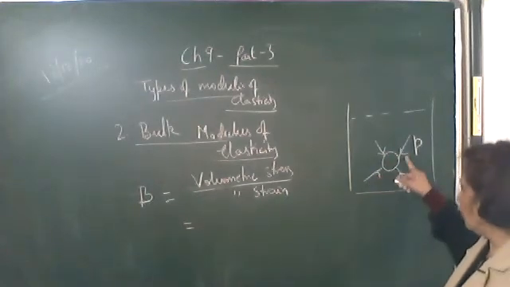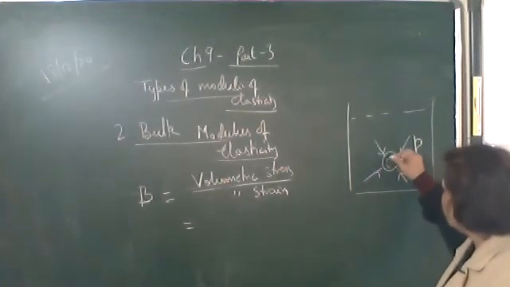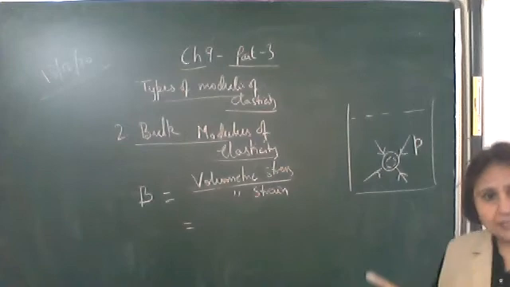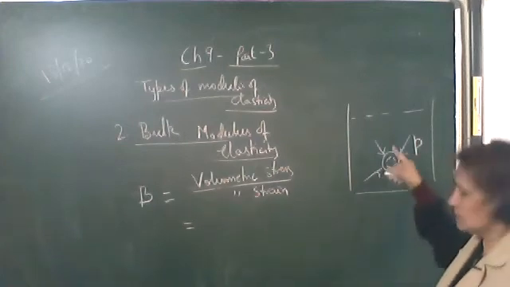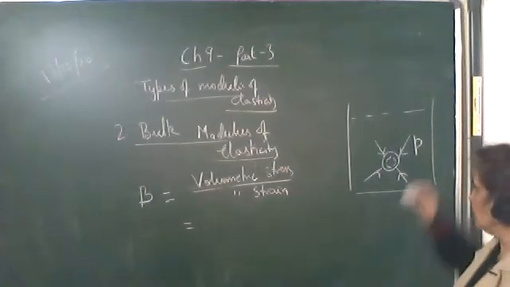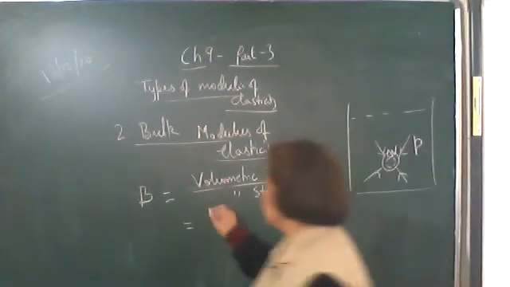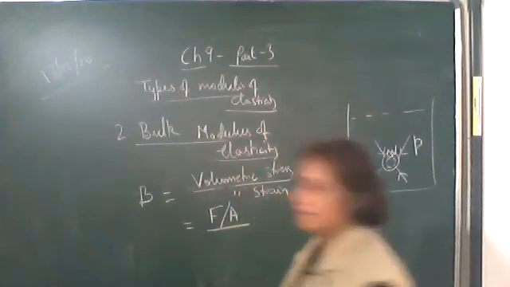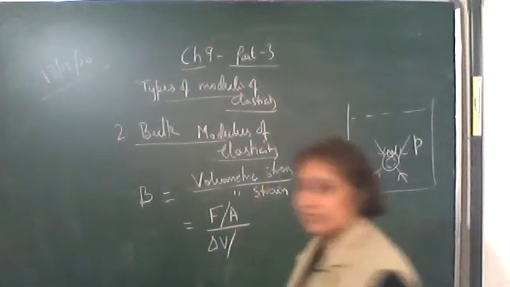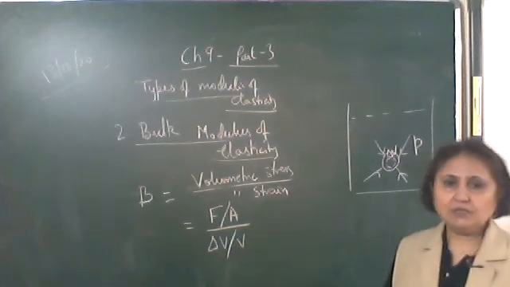As water is exerting the deforming force from all sides, the volume of the sphere decreases. Let the volume decrease by delta V. Without any change in its shape, the volume is changing. The shape is still a sphere, only the volume decreases. So what is the volumetric stress? Force per unit area. And the volumetric strain is the change in volume, the decrease in volume delta V upon the original volume. We call it volumetric strain.